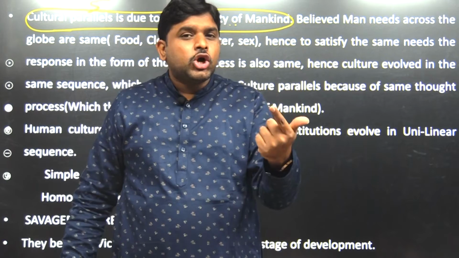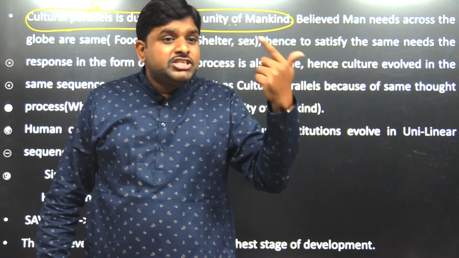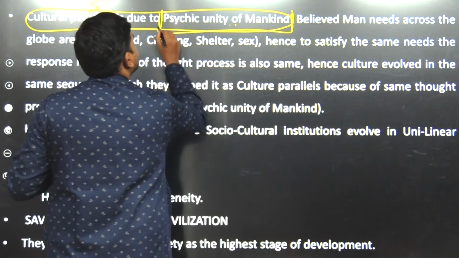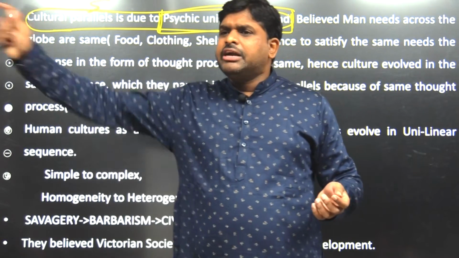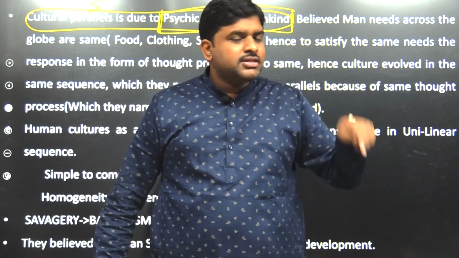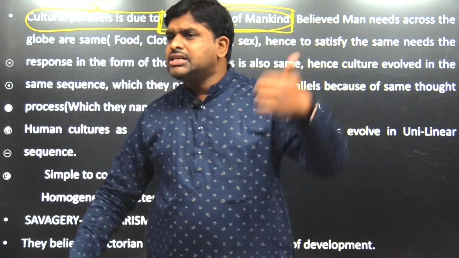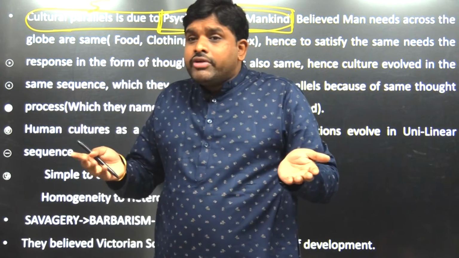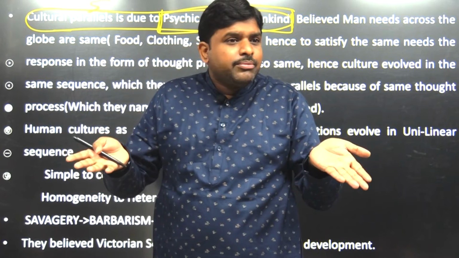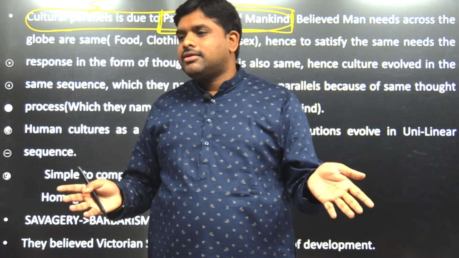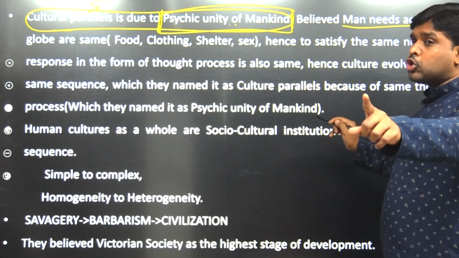Everywhere, in this way, cultures evolved because the thought process is the same, which they named the psychic unity of mankind. So the cultures that evolved are the same. It might be a tribal society, the same culture. It might be a modern society, same. Industrialized society, same. Agricultural society, same. Indian society, same. Afghanistan society, same. So when the responses are the same, it means the cultures are the same. When the cultures are the same, they named it culture parallels. Fifth, culture parallels. It is believed that man's needs across the globe are the same.